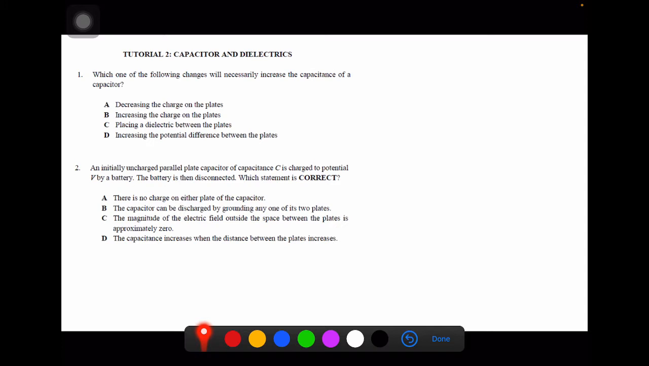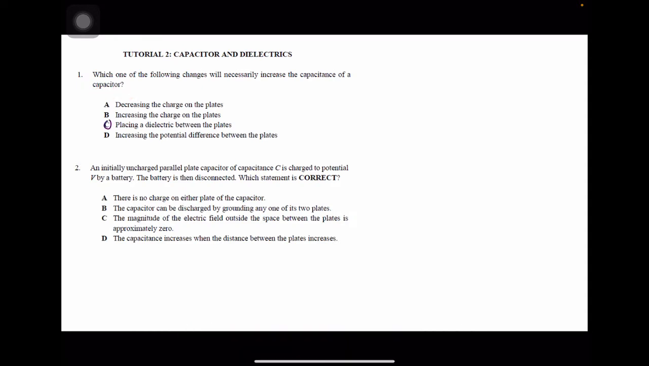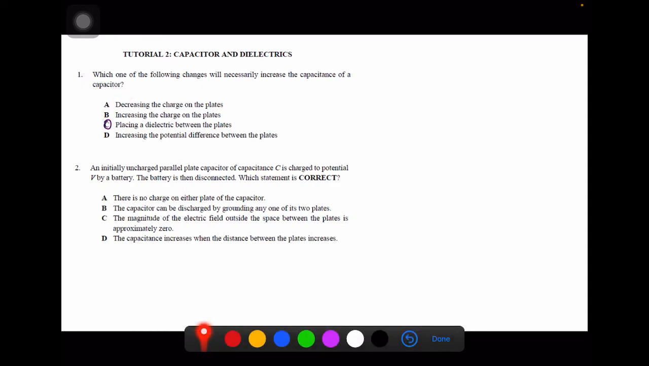Okay, which one of the following changes will necessarily increase the capacitance of the capacitor? Decreasing the charge on the plates doesn't necessarily increase the capacitance. If you want to change the capacitance, you can change the physical dimension of the capacitor, like the size of the area, the separation distance D, or in this case, insert a dielectric between the plates. So the answer should be C.